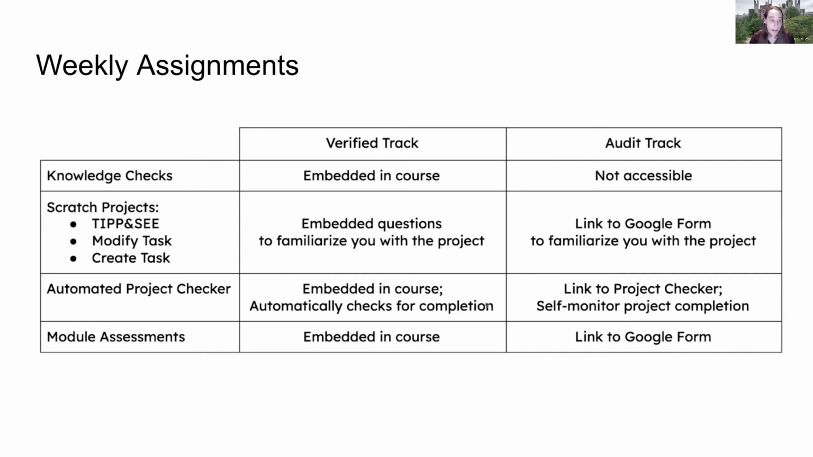Now there's an automated project checker for each modify and create task. If you're on the verified track, that's actually embedded into Studio for you. And so you put in the URL of your project and it will grade it for you. If you are not on the verified track and you're on the audit track, we provide you the link to that project checker and you can go there yourself and make sure that you completed the project.